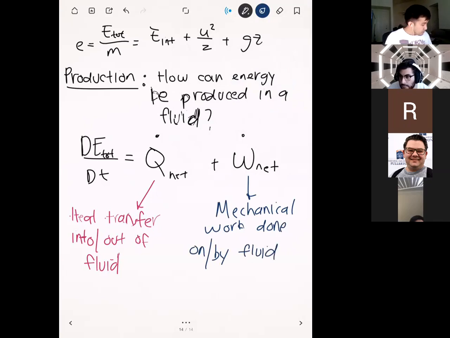And so just like we can use heat to inject energy into a fluid, we can also use mechanical work the same way. So if we have a pump, we can turn the pump and that's going to put energy into the fluid, or we can have a turbine that extracts energy from the fluid itself. All right, any questions on that?